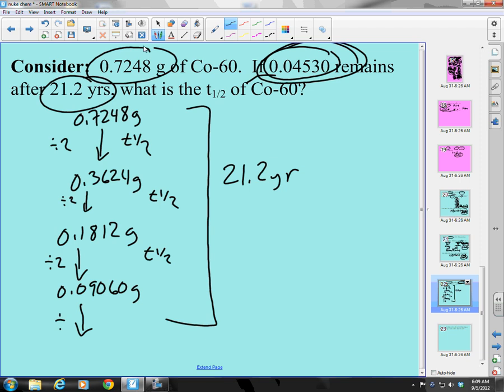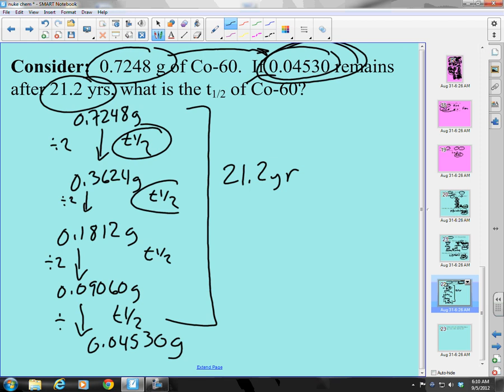And when I divide that by 2, what do you think I get? I get 0.04530. Woohoo! That's what I want. So how many half-lives did it take me to go from here to here? Well, there's 1, 2, 3, 4. So it took 4 half-lives.